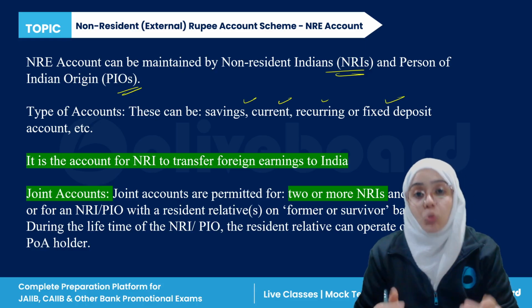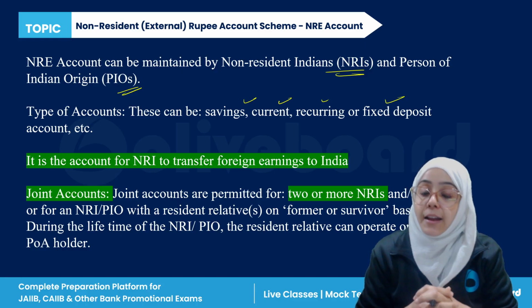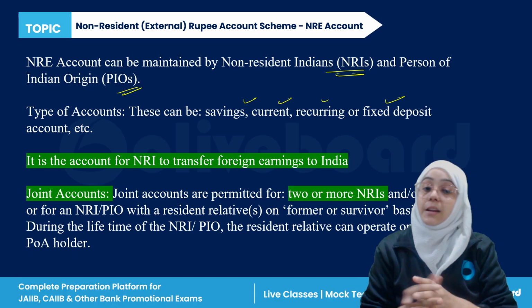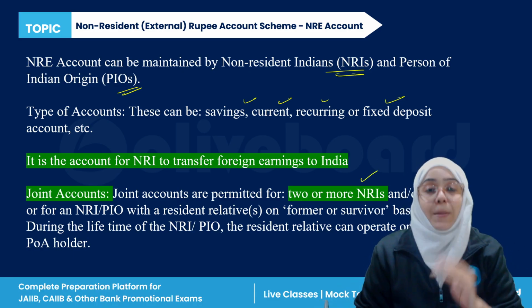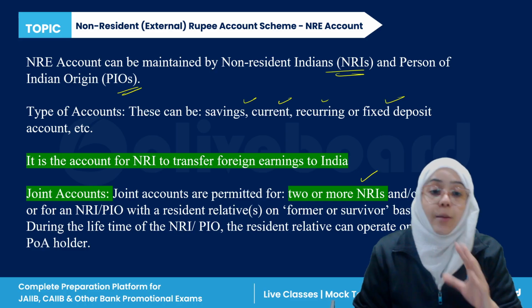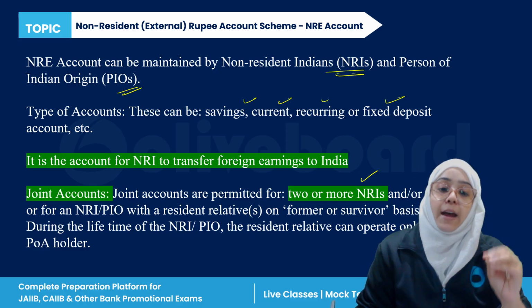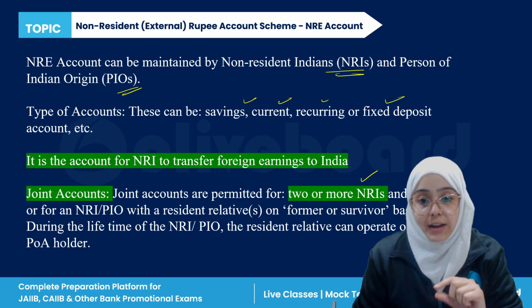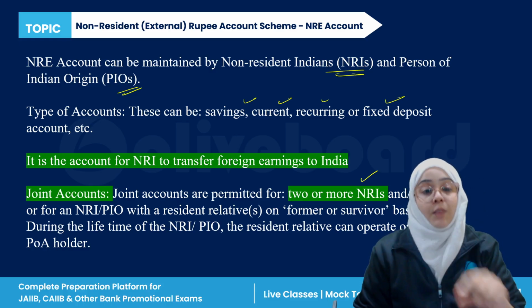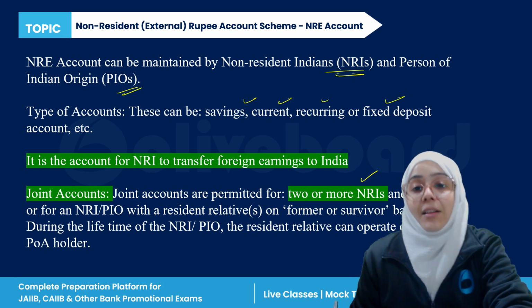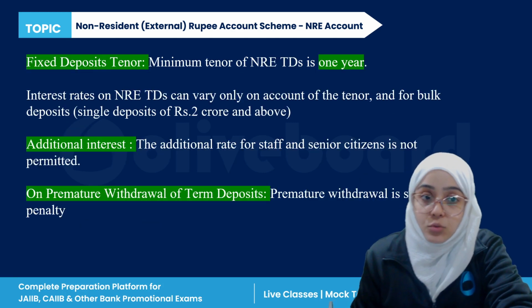Now, if we talk about the joint account in this particular category, yes, joint accounts are permitted. Two or more NRIs can have a joint account, or a PIO with an NRI, or a PIO or NRI with any resident relative on a former or survivor basis. So these can be the joint accounts which can be offered in the non-resident external rupee account, right?